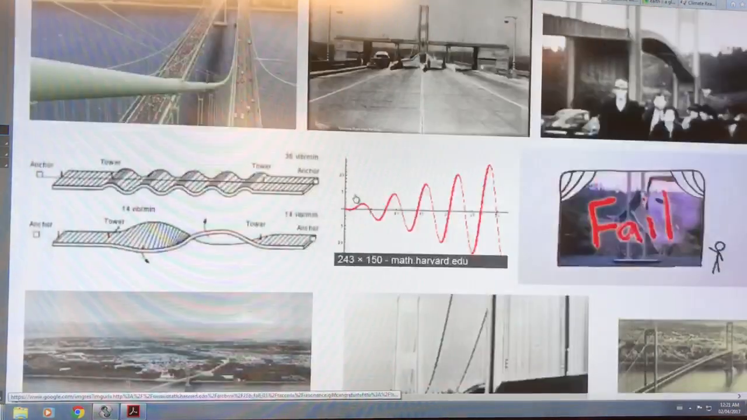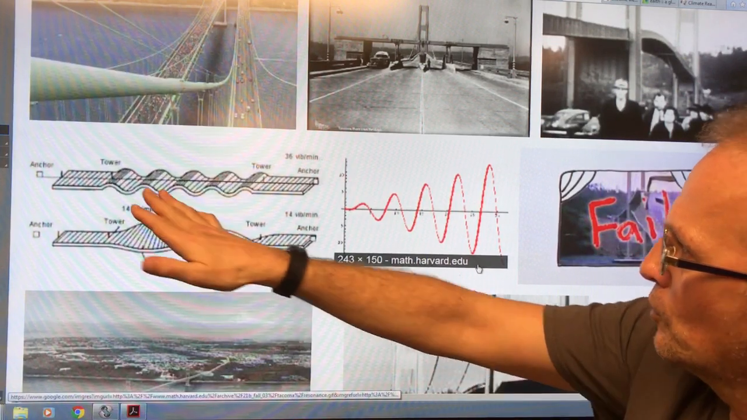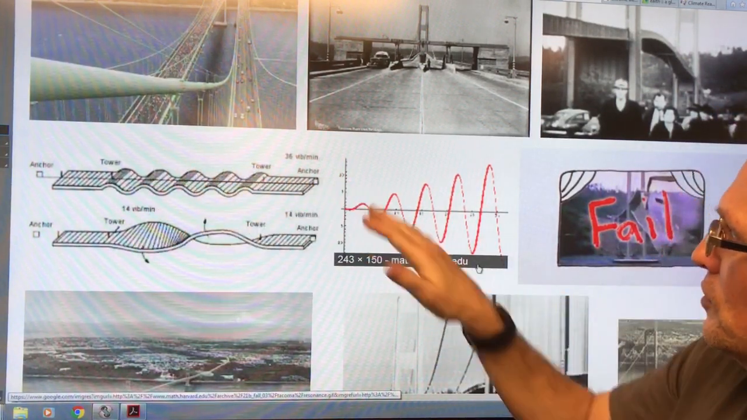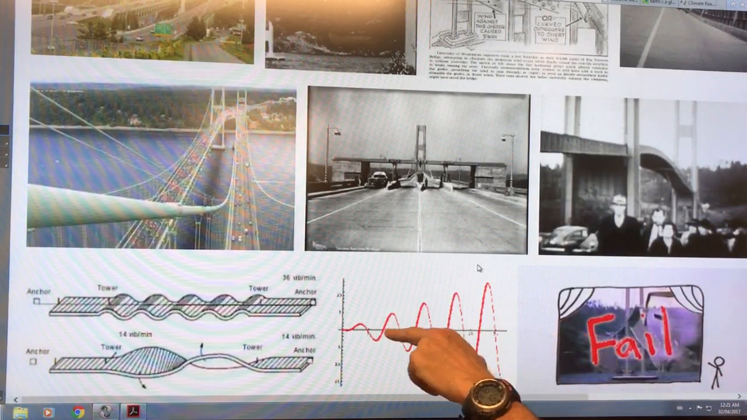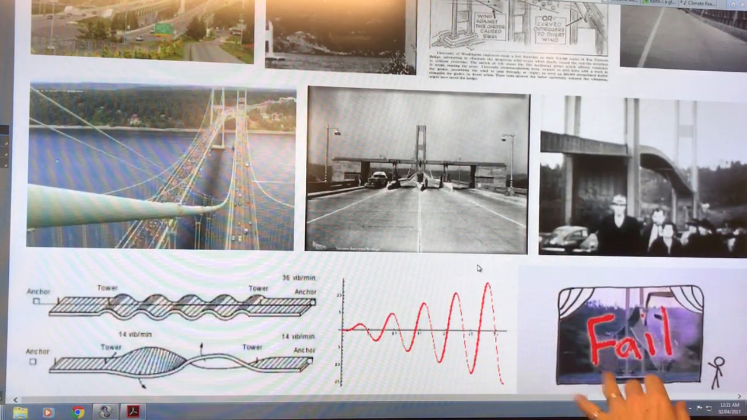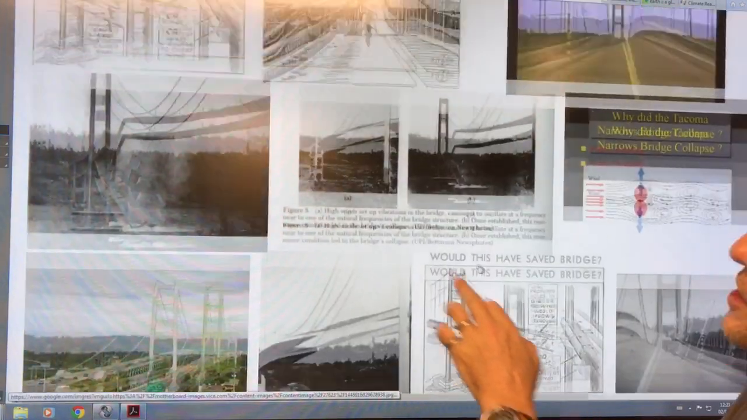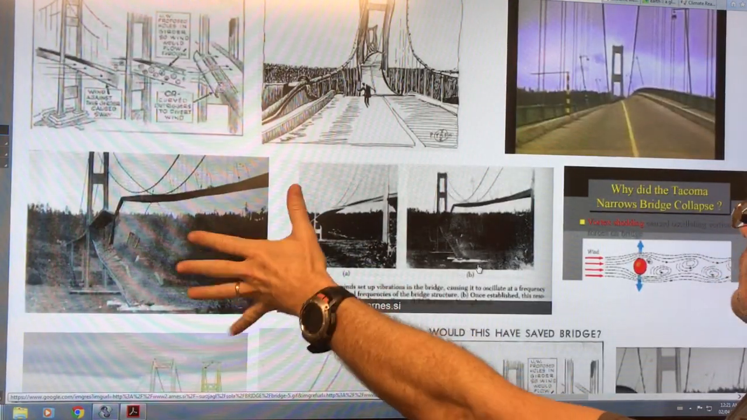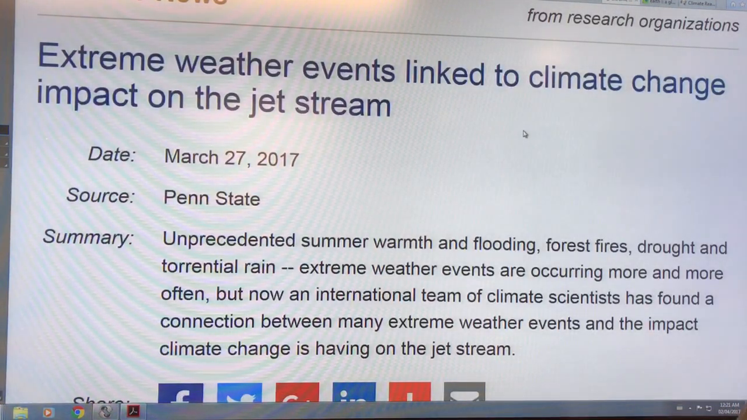So here's the type of frequencies. There was a twisting frequency. There was a wave frequency along this axis. And the bridge basically, the frequencies, the magnitude of the oscillation got amplified until the bridge just basically broke apart and collapsed.